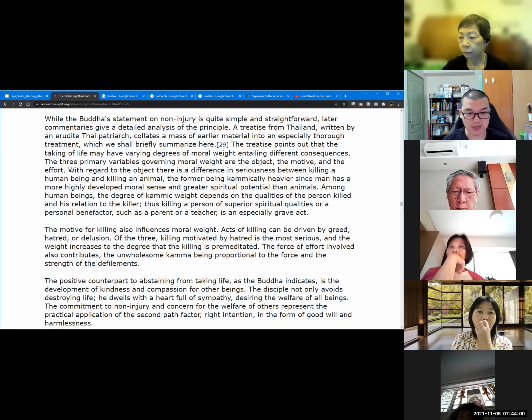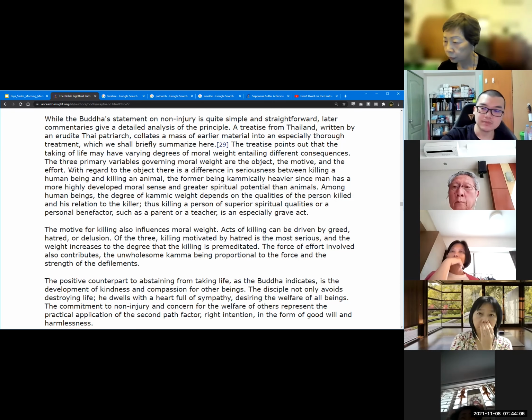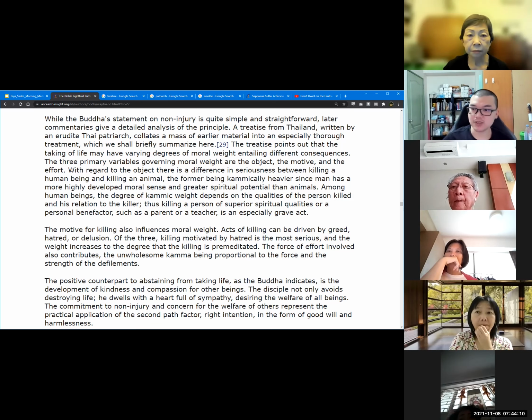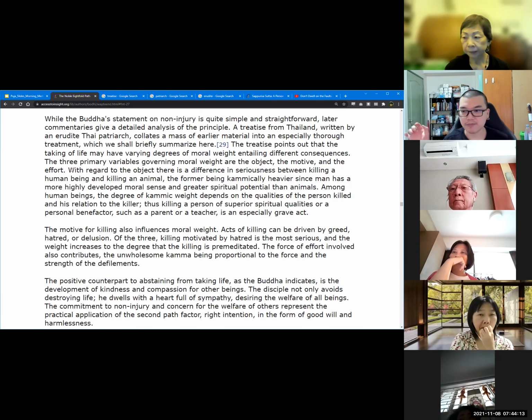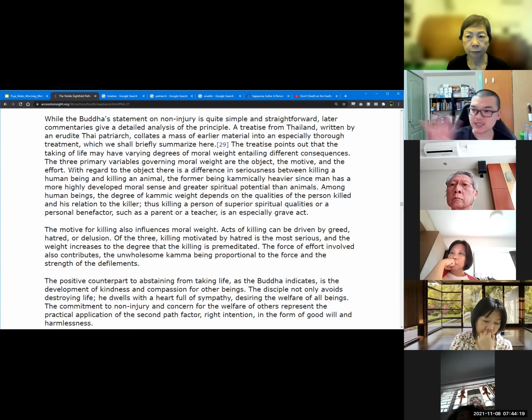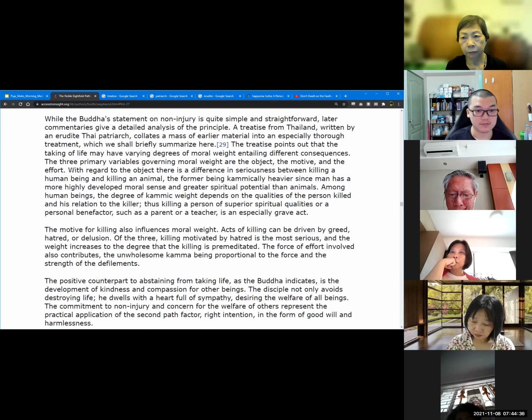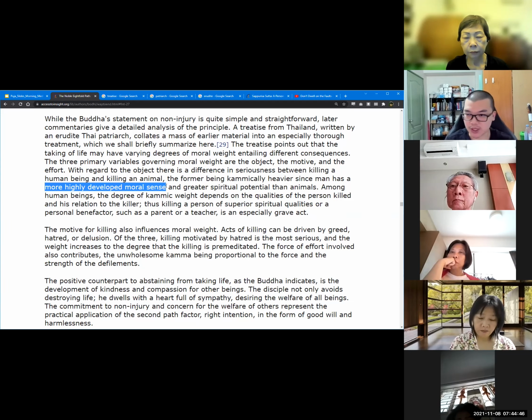So in this paragraph, we cover the object. If one kills a human being, it is far more serious than, let's say, some people, when they wipe the kitchen, there is an ant, and they just kill the ant. So it seems like there is a difference in moral weight between killing an ant or killing a human being like all of us. That's the first one. And the reason here is that humans have a more highly developed moral sense and greater spiritual potential.